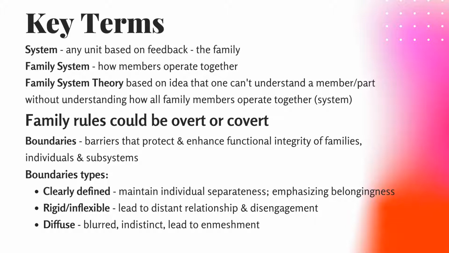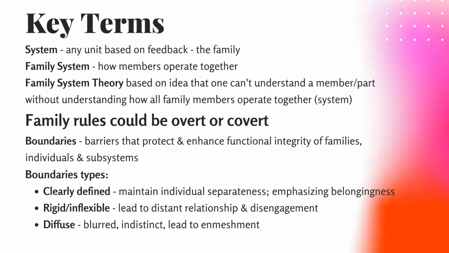So when we have family system theory, now this is basically saying the idea that one can't understand a member or part without understanding how all family members operate together, which is the system. So there are some rules in family, right? So family rules could be overt or they could be covert. And there are boundaries in families. Boundaries are barriers that protect and enhance functional integrities of family, individuals, and subsystems, right?